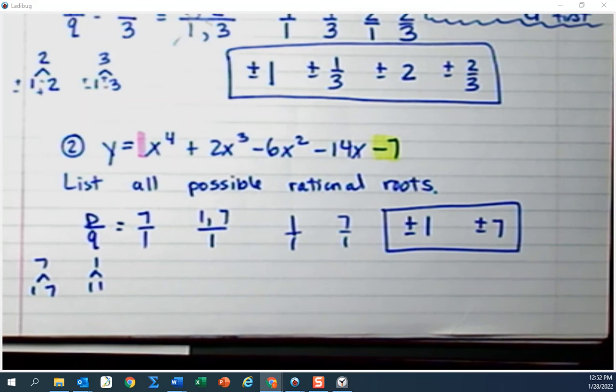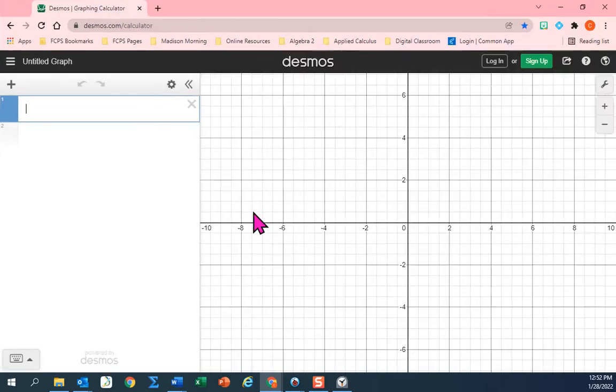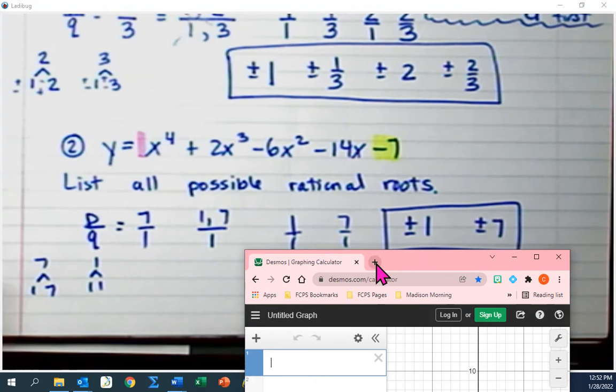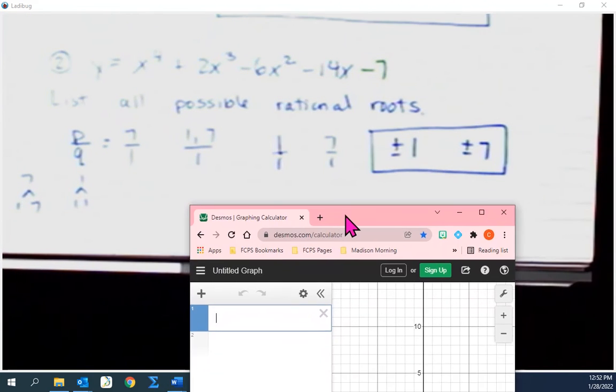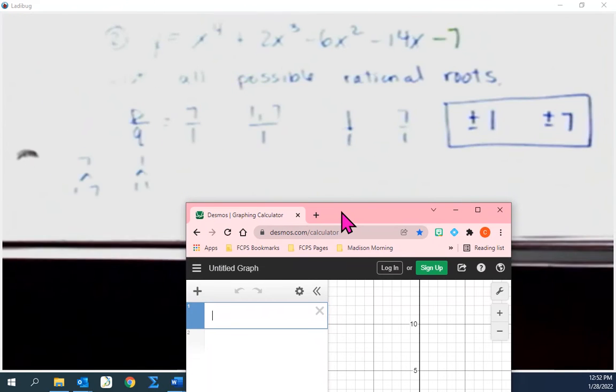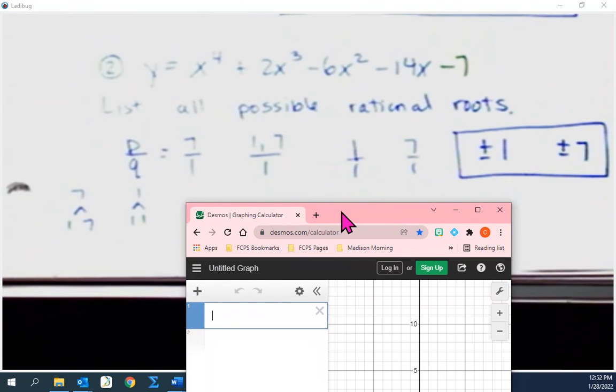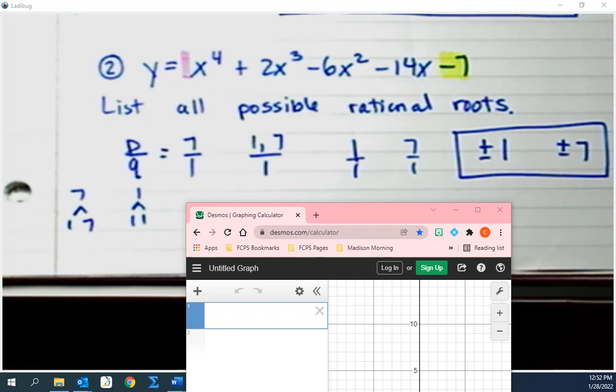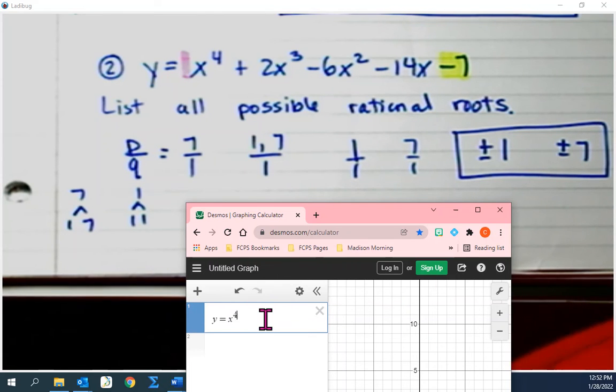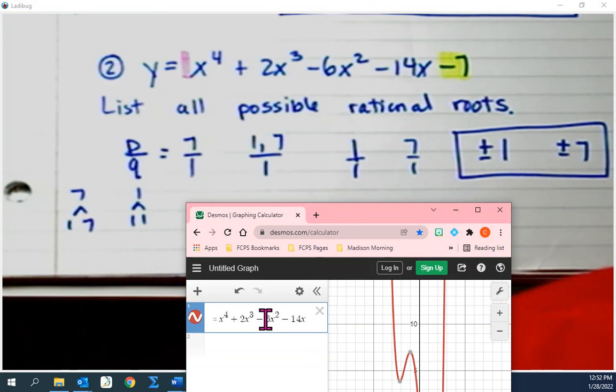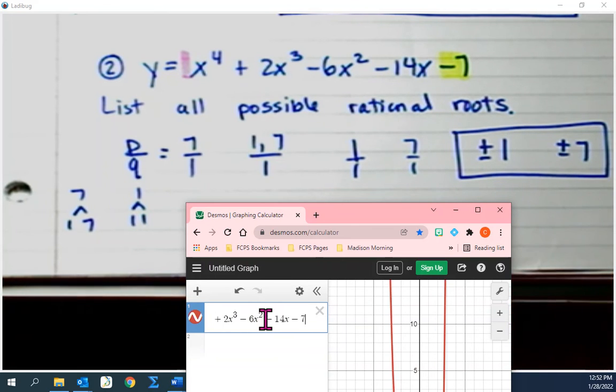Okay, hold on, it's coming. And I am going to graph, I'm going to scooch this up, and I'm going to graph, it's too bright today. There we go, that's better. Okay, here we go. Y equals x to the 4th plus 2x cubed minus 6x squared minus 14x minus 7.